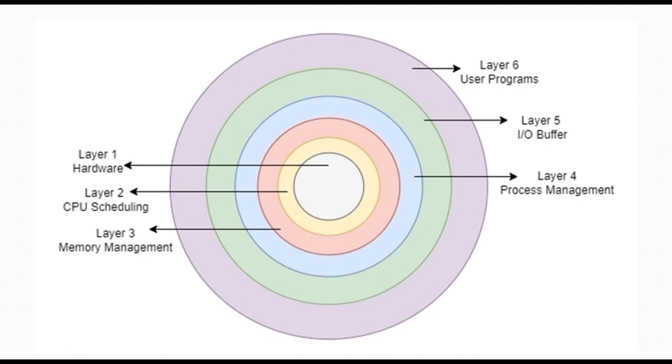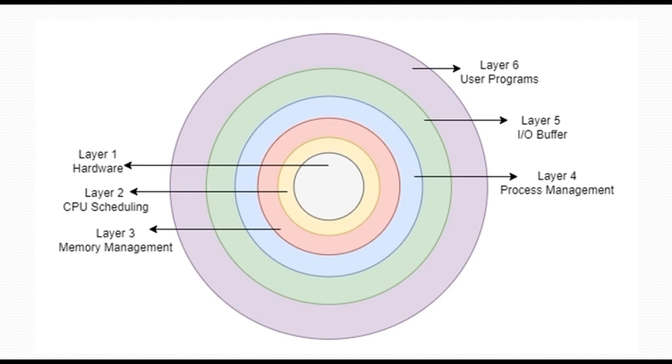So the innermost layer is the hardware layer. You can see layer 1 is the hardware layer, layer 2 is the CPU scheduling layer, layer 3 is the memory management layer, layer 4 is process management, layer 5 is the input output buffer, and layer 6 is the user program layer. So all the functionalities are divided among the layers, so that we can easily find the errors, easily debug a particular layer, and the error must be on that layer.